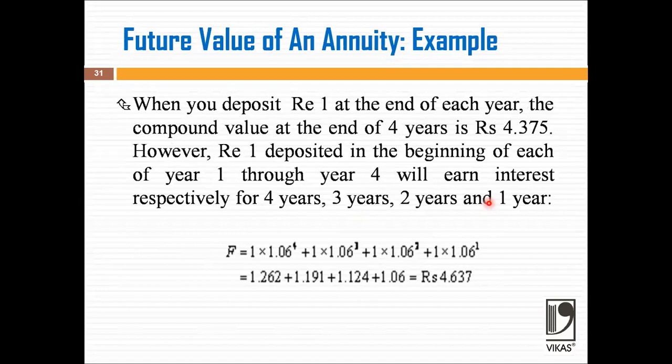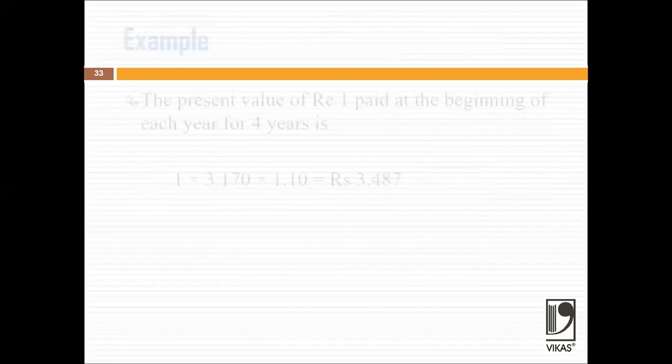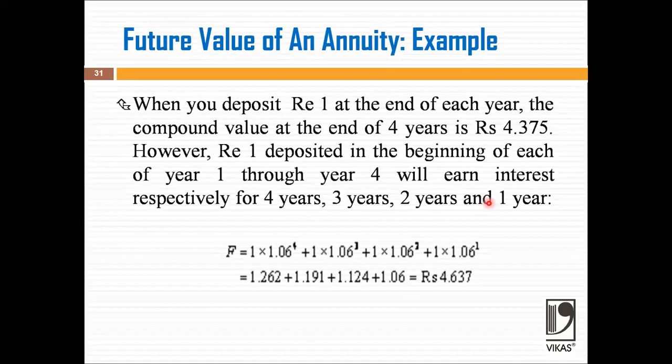When you deposit rupees 1 at the end of each year, the compound value at the end of the fourth year is rupees 4.375. However, for a rupee deposited at the beginning of each year, 1 through 4, you will earn interest for 4 years, 3 years, 2 years and 1 year respectively. I will explain in another example. New example.